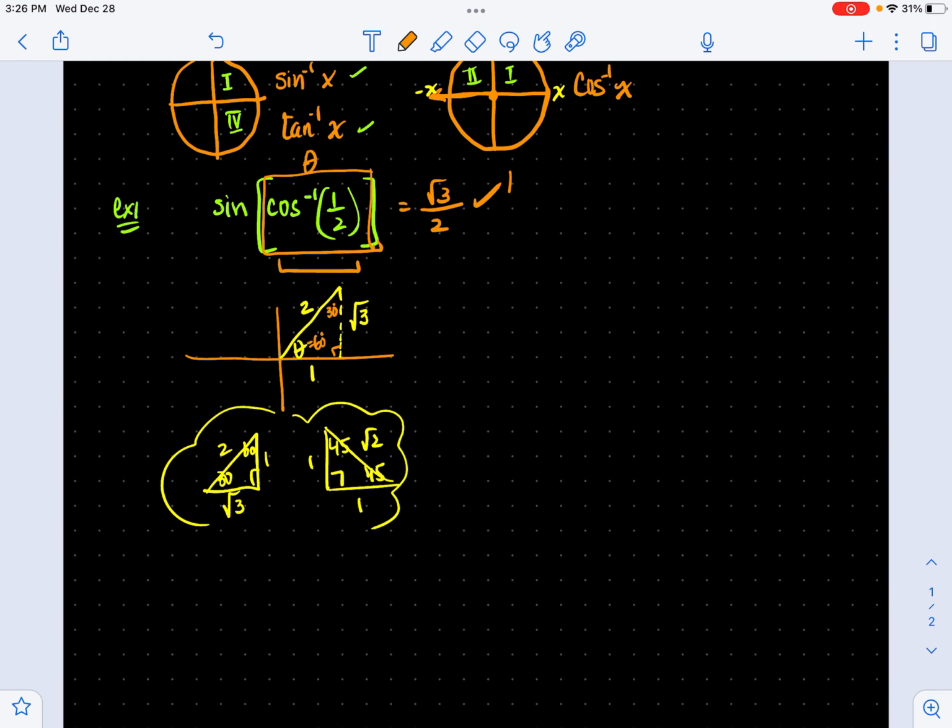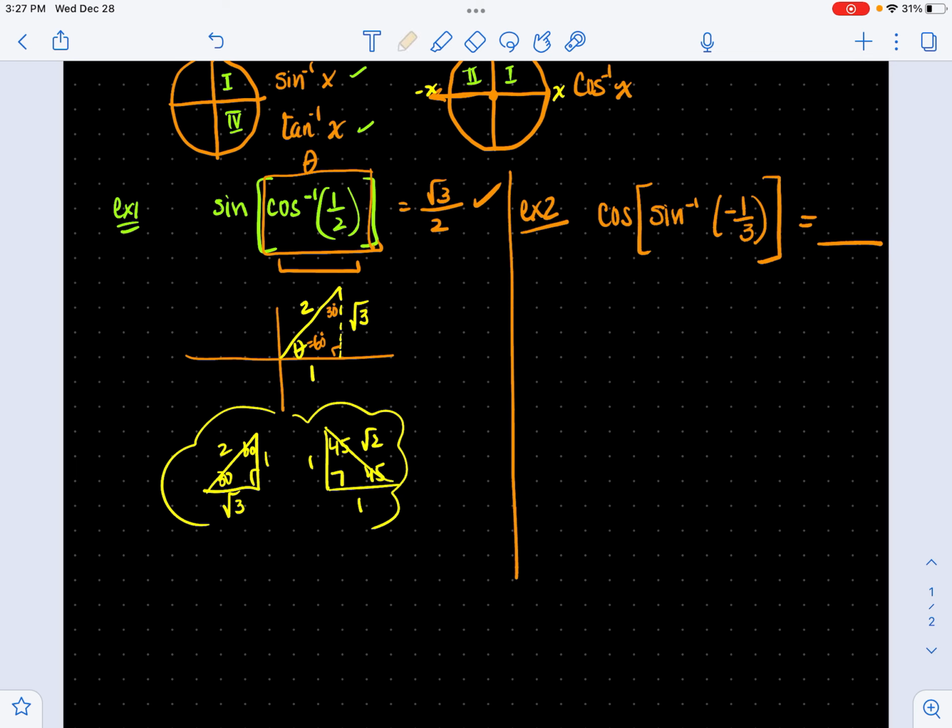All right, here's example 2. If you notice, the inverse question was on the inside. So let me give you another one where the inverse is on the inside. Then I'll switch to the other way around. Sine inverse, let's say negative 1/3. And we have to try and find the answer to this.